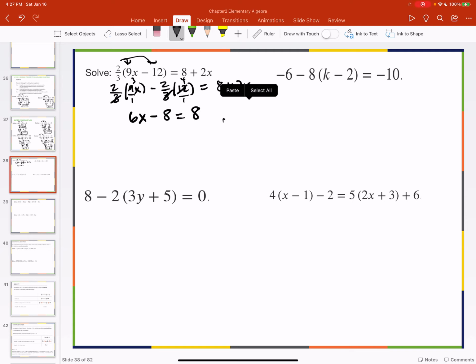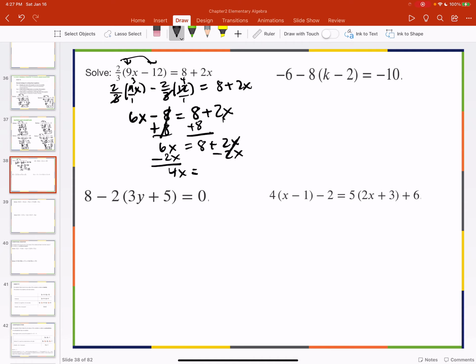Okay, so now I'm going to move the constants over. So plus 8 here. So that's going to cancel it here. I get 6x is equal to 8 plus 2x. So I'm going to move the 2x by subtracting 2x from both sides of the equation. Okay, so then that's going to be 4x is equal to 8. So divide by 4. And finally, you get x is equal to 2.